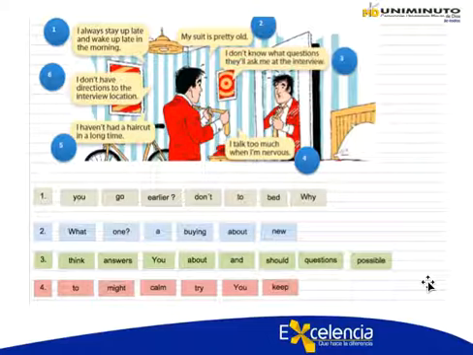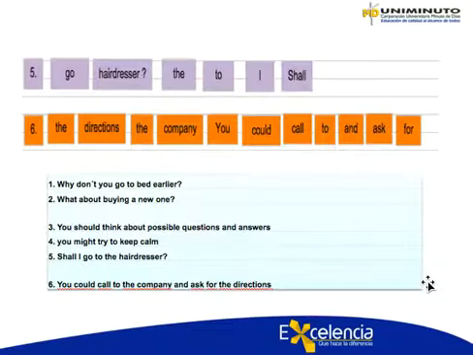Let's look at the next slide and I will help you. So we have here the number 1, why don't you go to bed earlier? What about buying a new one? You should think about possible questions and answers. You might try to keep calm. Shall I go to hairdresser? Anteriormente les había dicho que shall es con we, entonces es shall we or shall I? Or you could call to the company and ask for directions. So here we have the answers. I invite you to identify the modal verbs. ¿Cuáles serían los verbos modales?